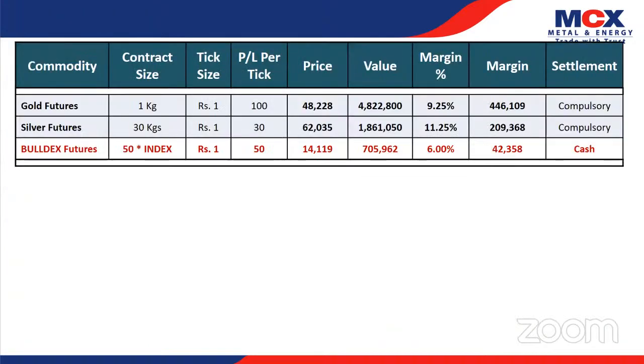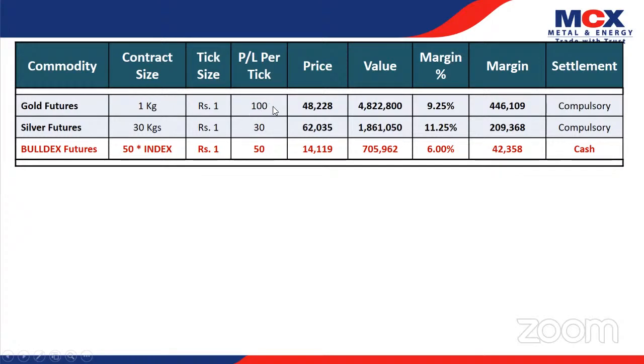And this is what I wanted to say when I was saying risk is less, contract size is less. Just see, bullion index futures eventually gets its value from underlying 1 kg gold futures and silver futures. Somebody may have deep understanding only in gold, but not in silver, or even if they have deep understanding of silver futures as well. In contrast, I've compared bullion index futures, gold and silver futures. Contract size is 1 kg for gold, 30 kg for silver, and 50 units into index value for bullion index. Tick size in all of them is 1.